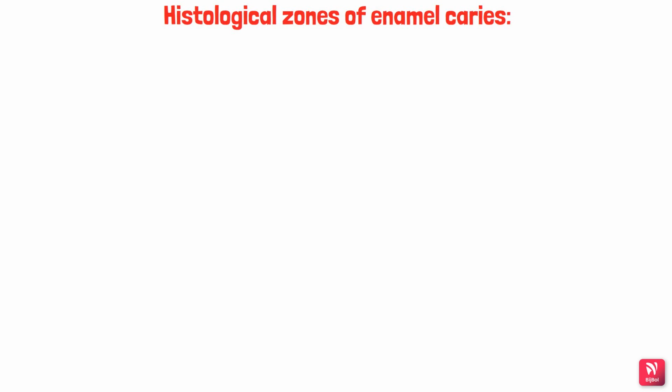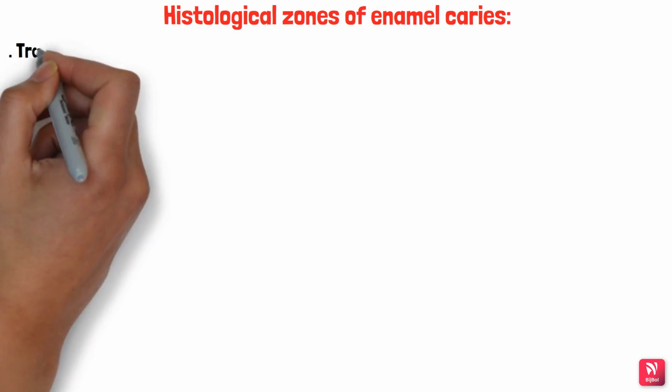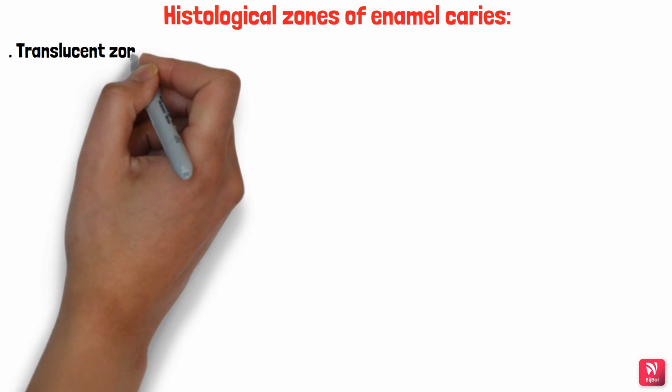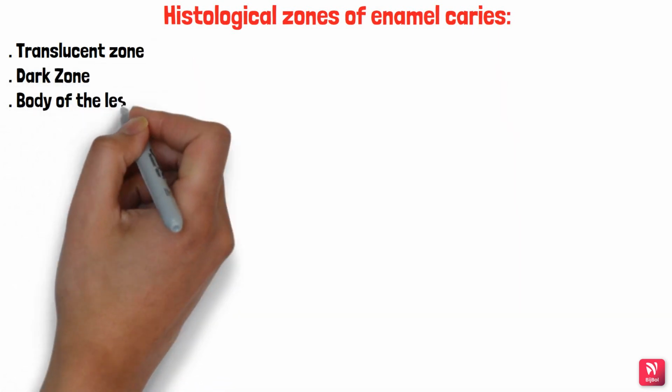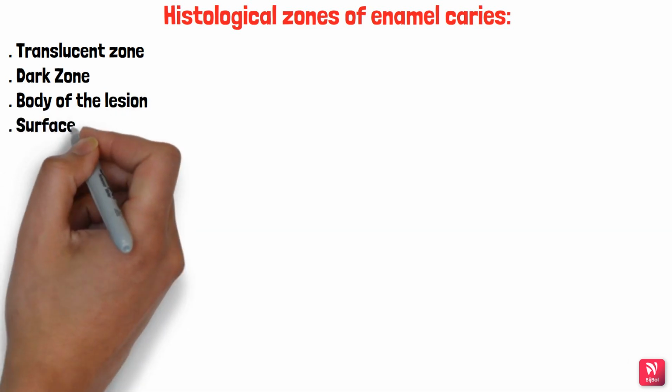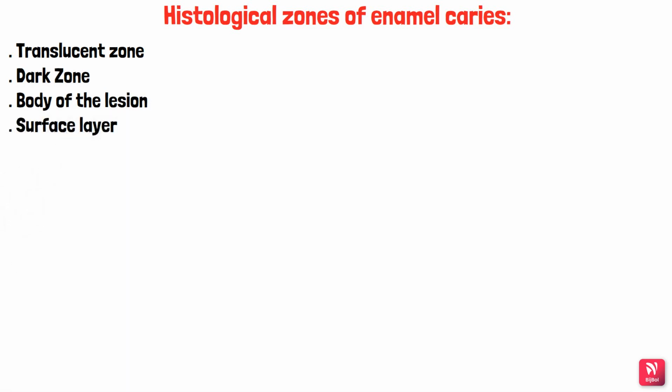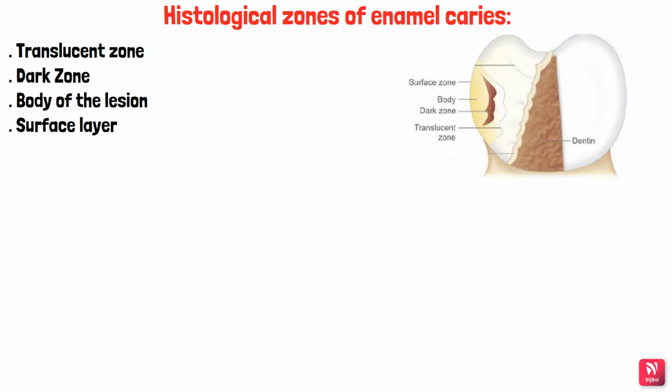Next, in this triangular zone, under the light microscope, that is the histological zones of enamel caries, various zones are seen: the translucent zone, dark zone, body of the lesion and surface zone. From down to upwards, in this picture the translucent zone is towards the DEJ and the surface zone is on the surface of the tooth. So they are arranged as translucent zone, dark zone, body of the lesion and surface layer.